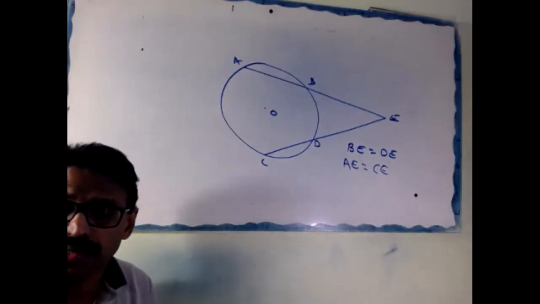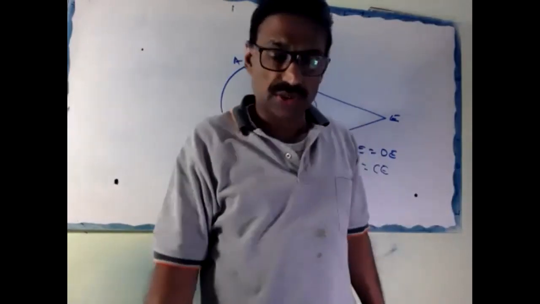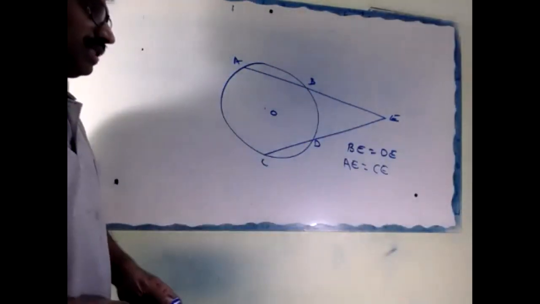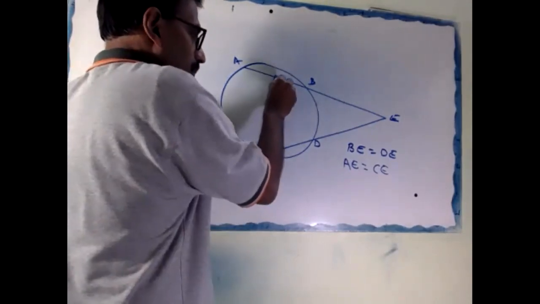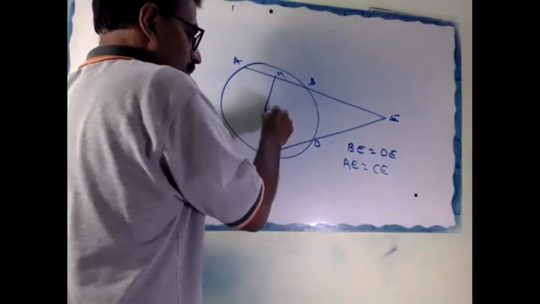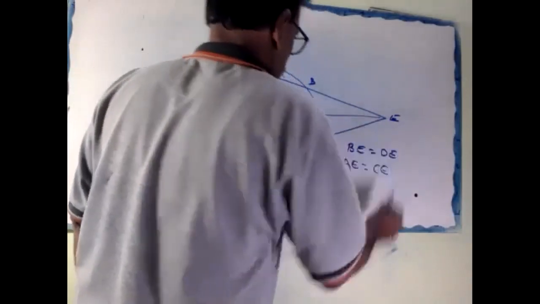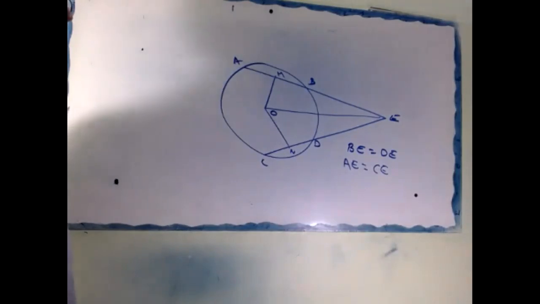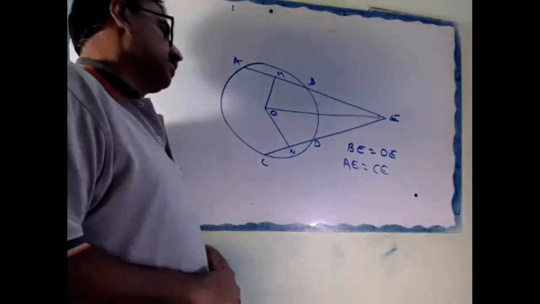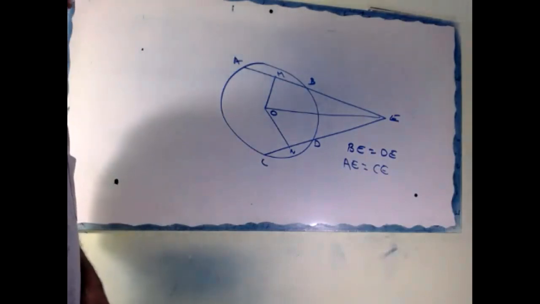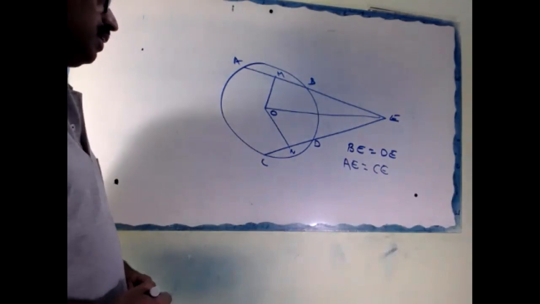Okay, look here. If you're not getting it, listen here. We did this same question in your notebook. Draw OM perpendicular to AB, ON perpendicular to CD, and join OE. Okay. After that, look.